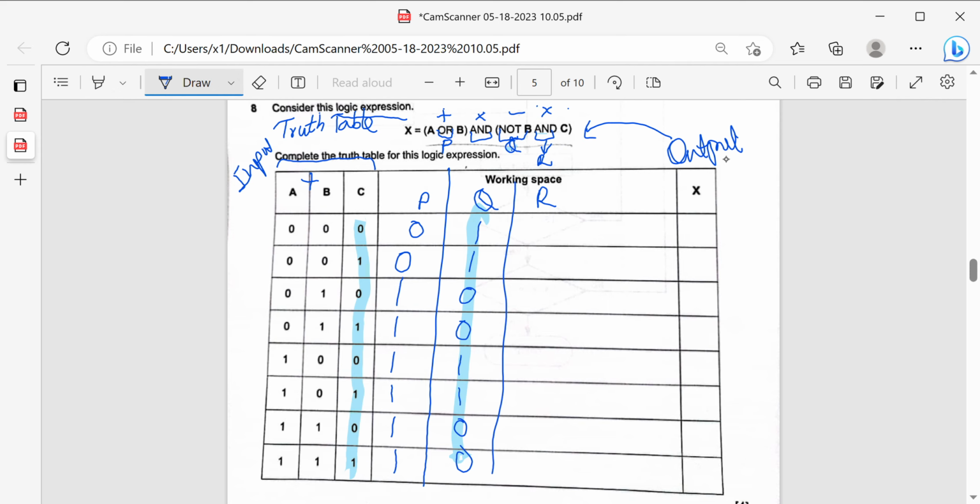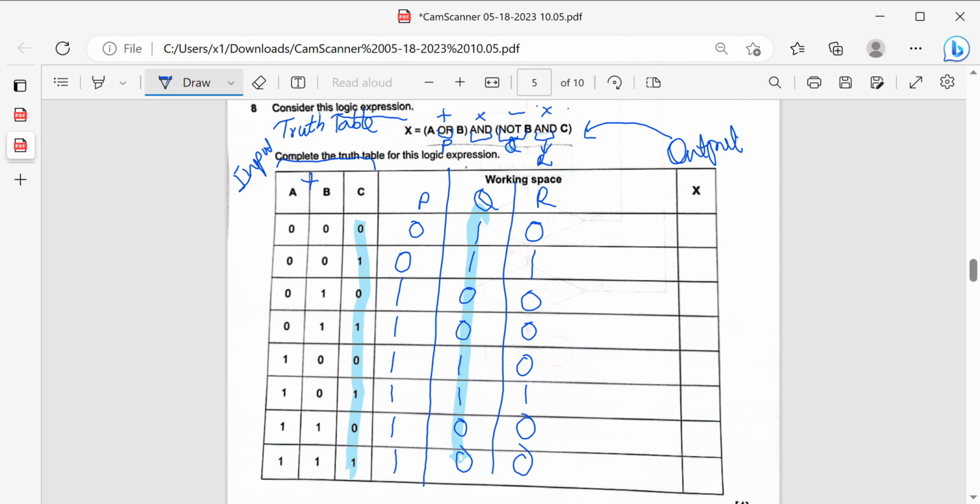Because it's an AND operation, and I've already told you that AND operation is basically multiplication. So 0 multiplied by 1 is 0. 1 multiplied by 1 is 1. 0 multiplied by 0 is 0. 1 multiplied by 0 is 0. 0, 1, 0, and again it's 0.